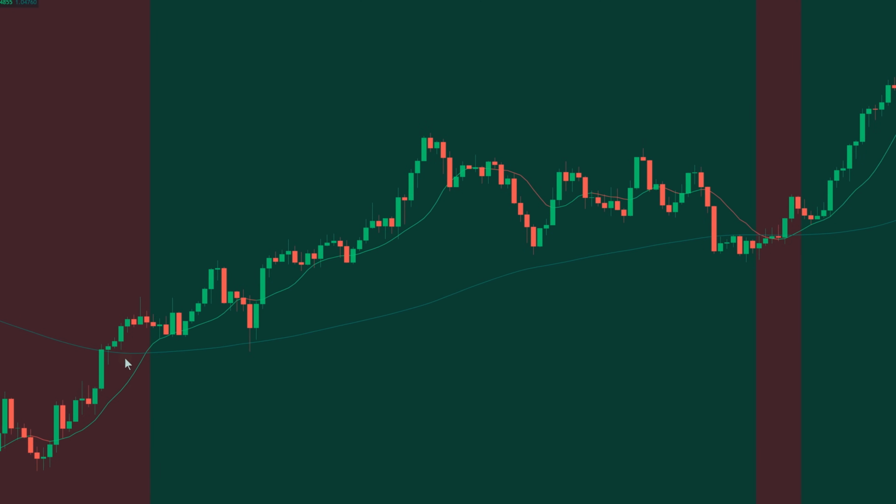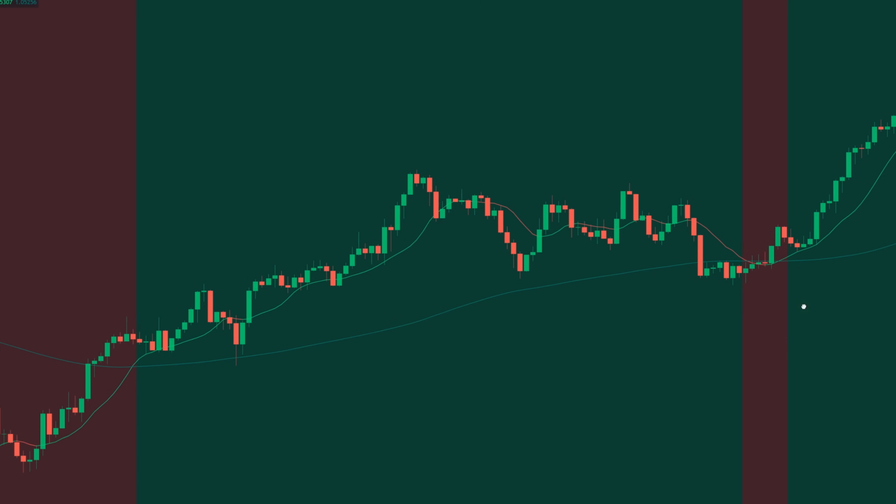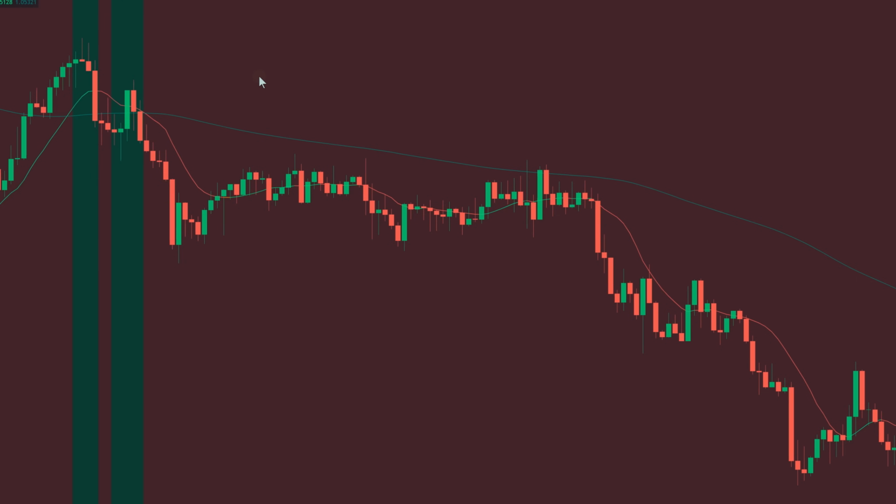Because if you look at this closely, you will notice that most of the time the background color changes to green when the KNN classifier line is above the average KNN classifier. Conversely, the background color changes to red whenever the KNN classifier goes below the average KNN classifier.